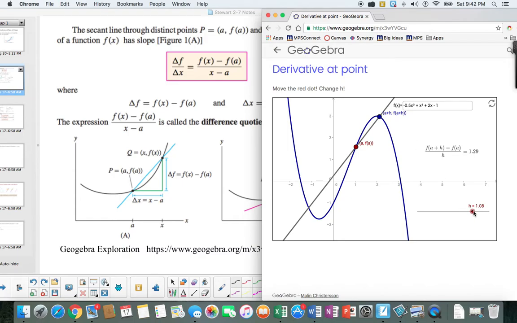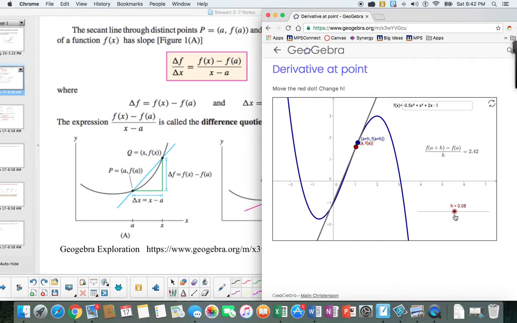And the slider is going to force this point, as h goes to 0, closer to this point. So I'm going to move it a little bit, and you can see that h is 0.8, it's 0.3, it's 0.28, and then you can see h is getting closer and closer, and the secant is looking more like a tangent. And once it hits the point, it disappears because it's undefined.